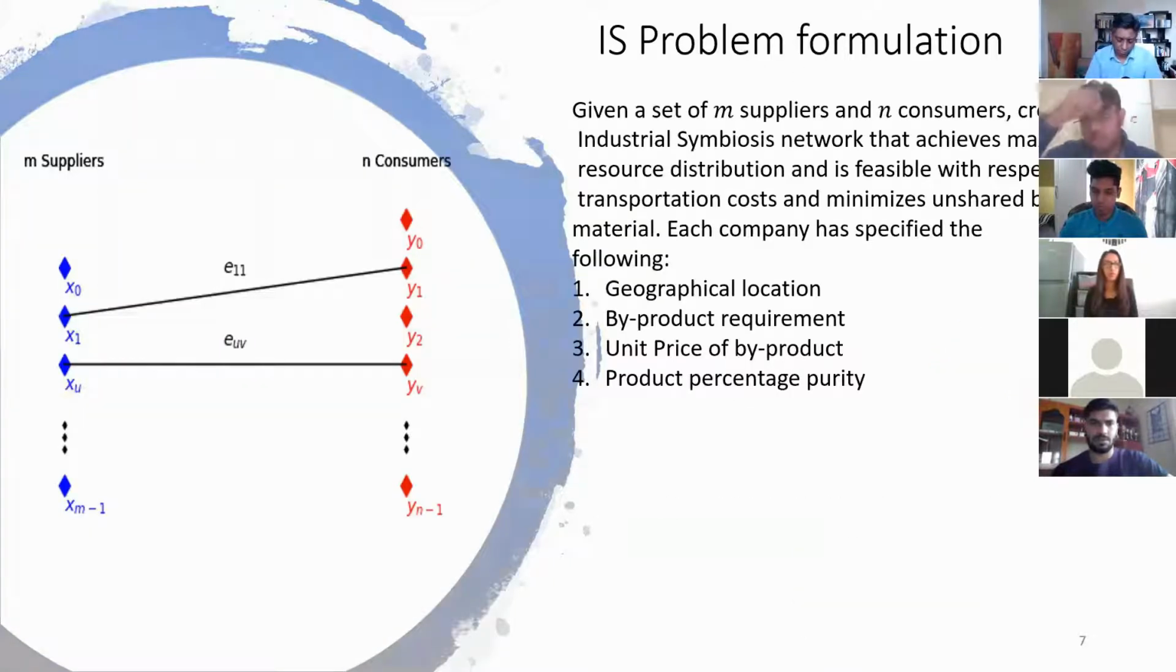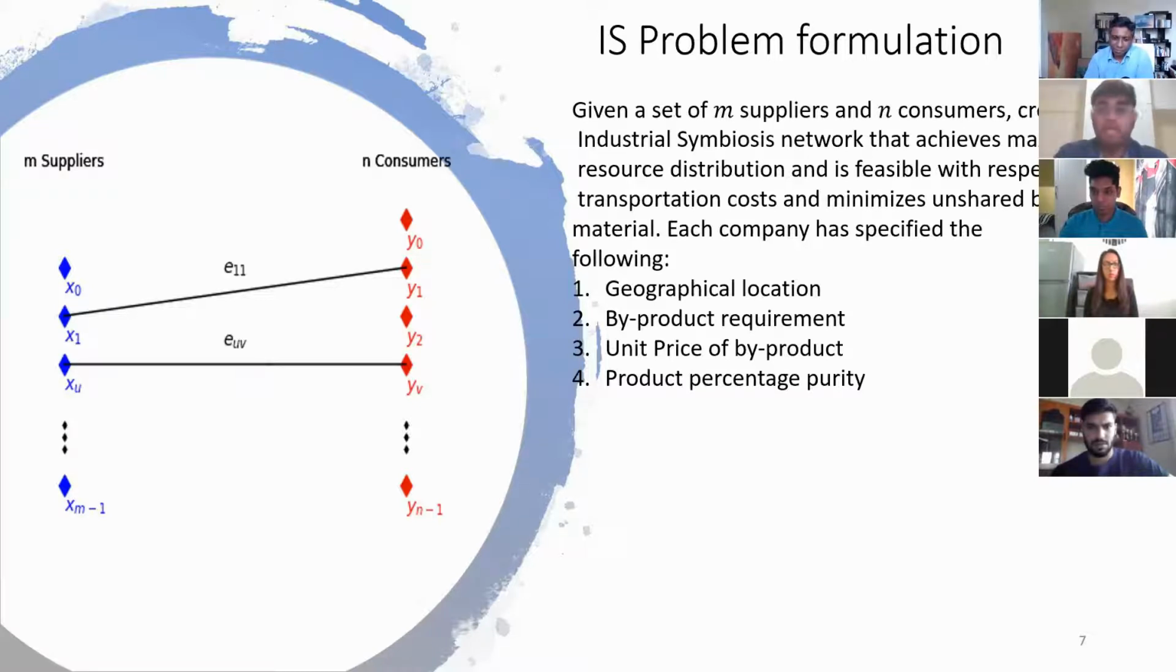So with this introduction to graph theory out of the way, we can now transition to the main aim of the study. The IS problem formulation can be stated as follows. Given a set of M suppliers and N consumers, create an industrial symbiosis network that achieves maximum resource distribution and is feasible with respect to transportation costs and minimizes unshared byproduct material. And it is assumed that the following company data is available.